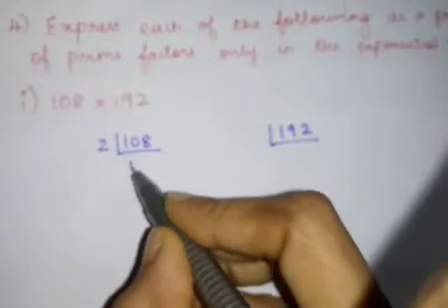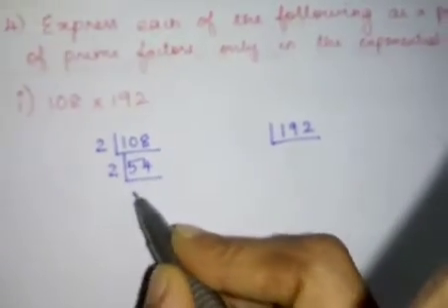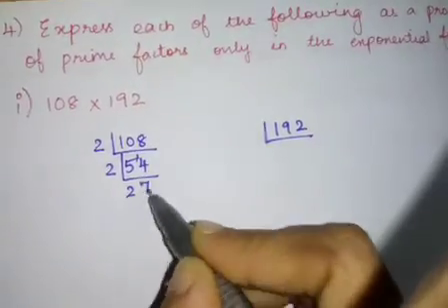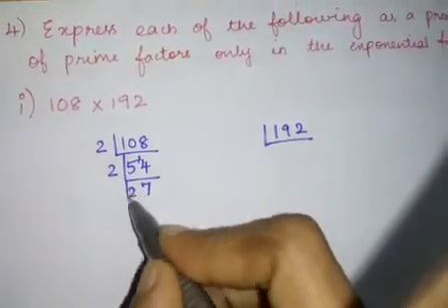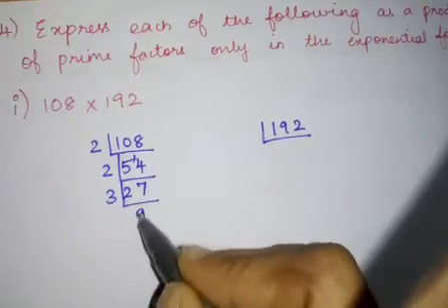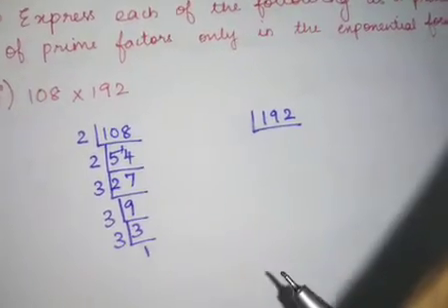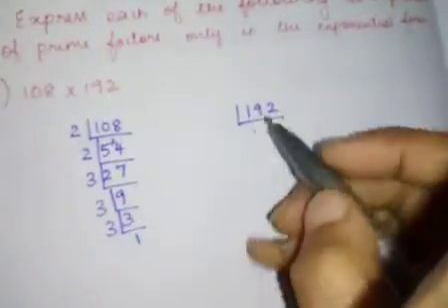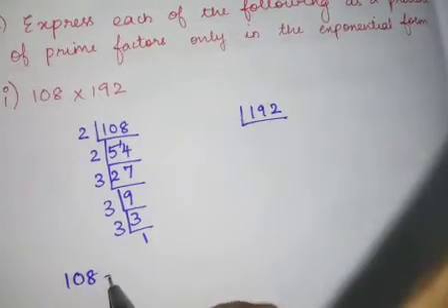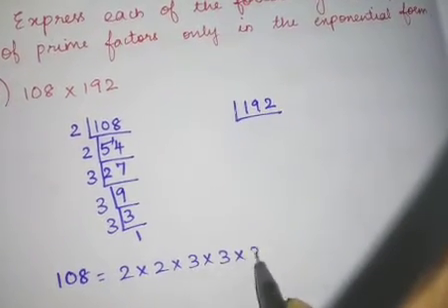First 108. It comes in the 2 table. 2 5s are 10, 2 4s are 8. Then in the 2 table, 2 2s are 4, 2 7s are 14. Next it comes in the 3 table. 3 9s are 27, 3 3s are 9, 3 1s are 3. That's all. This is over. So how will you write 108? As 2 into 2 into 3 into 3 into 3.